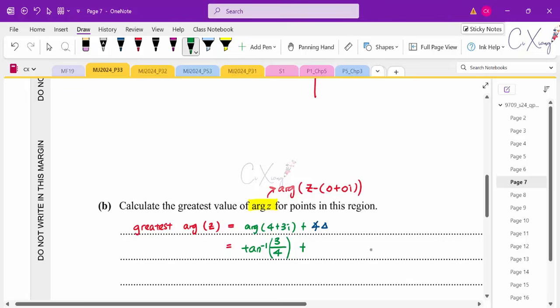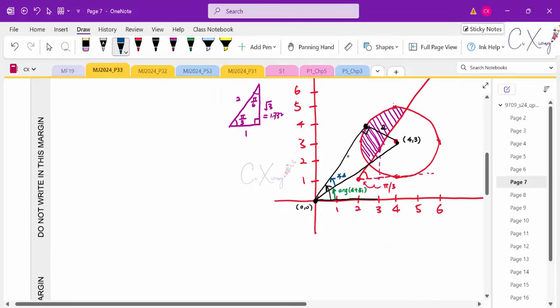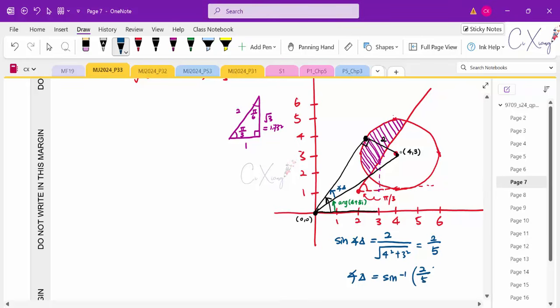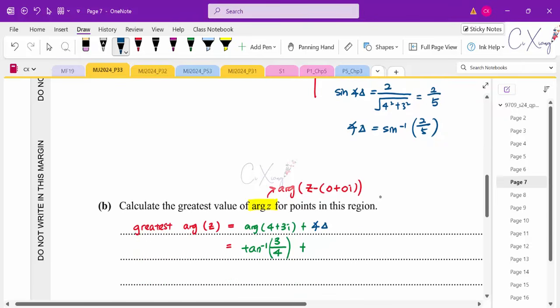Okay, then plus. How about for the triangle? For the triangle here, you know that sine of the angle is equal to opposite over hypotenuse. So opposite is 2. Hypotenuse is the length for the line 0, 0 to 4, 3. So it will be the square root of 4 squared plus 3 squared, which is equal to 5. Therefore, the angle in the triangle is sine inverse 2 over 5. Alright, so I put it in my calculation step here. It will be sine inverse 2 over 5.